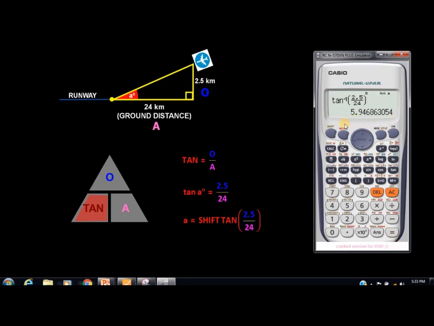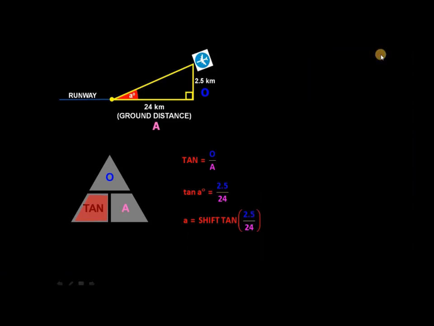This is the answer, but we don't want all the answer. We want nearest degree. So we must use Shift, Set Up. We want to fix it, that's number 6. And we want 0 decimals, so we go 0. And the answer is 6 degrees. So to finish, A equals 6 degrees, nearest degree.